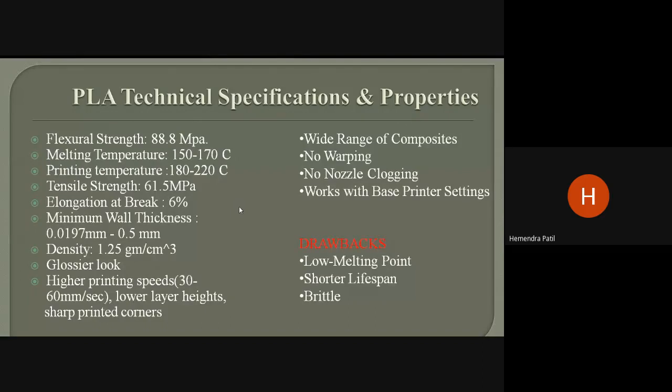It has a glossier look and higher printing speeds. It can give you 30 to 60 mm per second with lower layer heights and sharp printed corners. A wide range of composites are here with PLA, and no warping is seen in the case of PLA. No nozzle clogging, and it works with the best printer settings. And if you see the drawbacks, one of the drawbacks is low melting point. And the second is shorter lifespan and brittleness because it's biocompatible. So shorter lifespan is there, and the material is brittle. That's why these are some of the drawbacks.